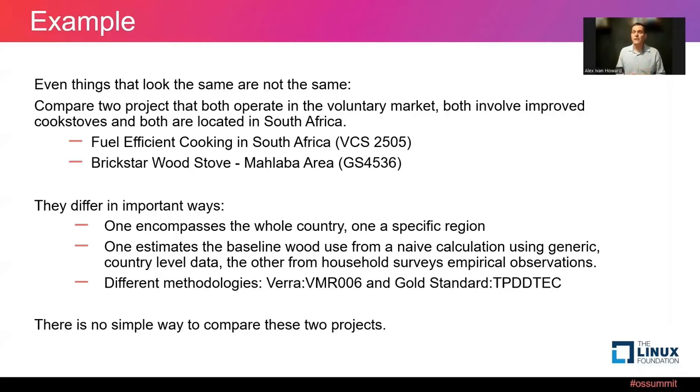But they differ quite significantly. The one encompasses the whole country and the other just a specific region. The one estimates the baseline from, to my mind, a naive calculation using generic country-level data. And the other one is based on empirical observations and household surveys in the area of application. And they have different methodologies, which derive more or less from the same context, but they are not exactly the same. And it is actually very difficult to take two things like this and to understand what that resulting VER, voluntary emission reduction, actually means.